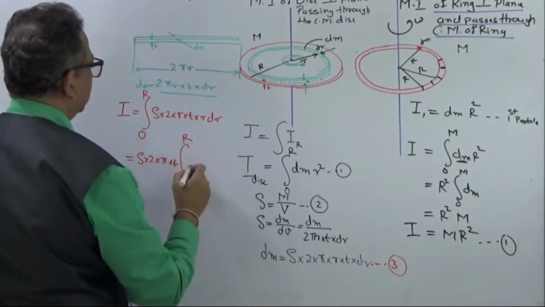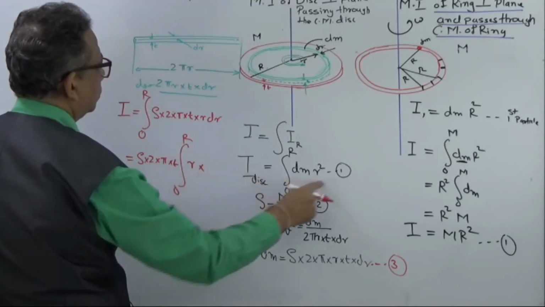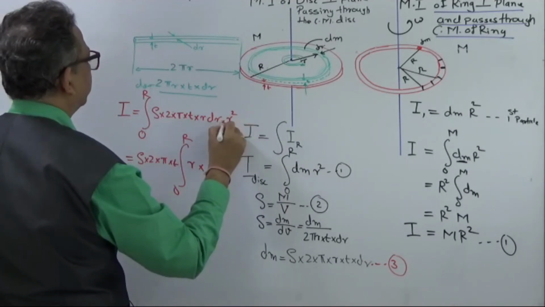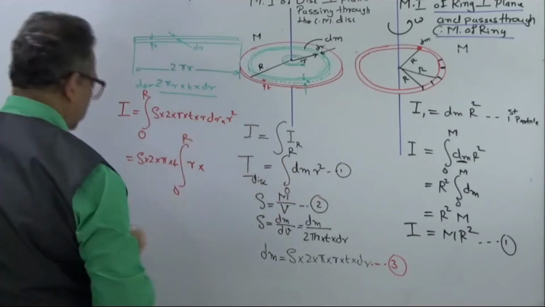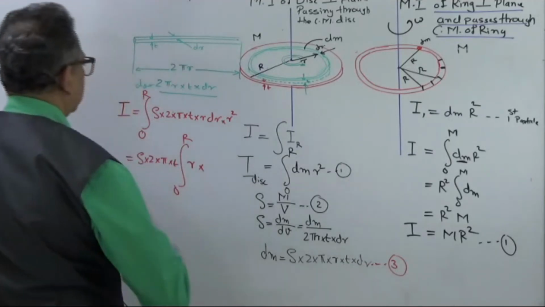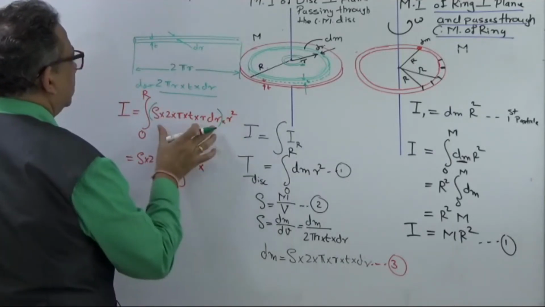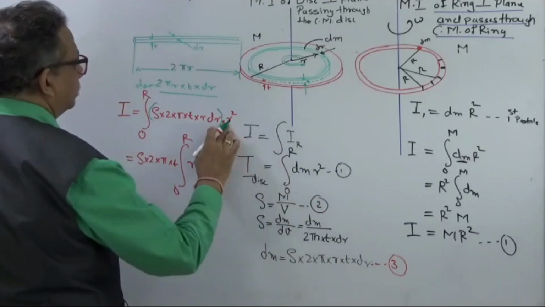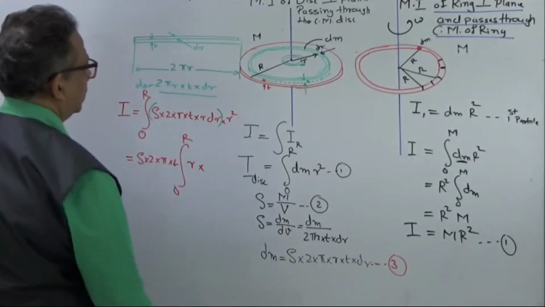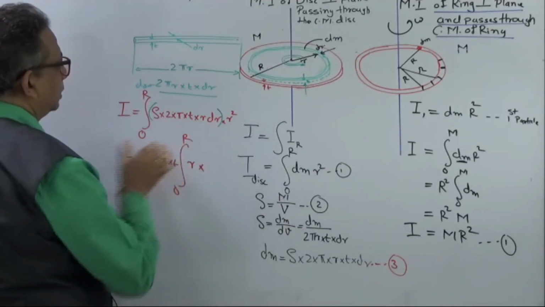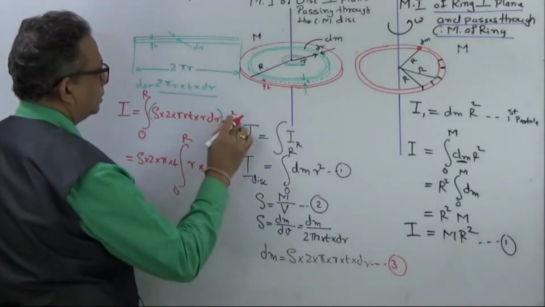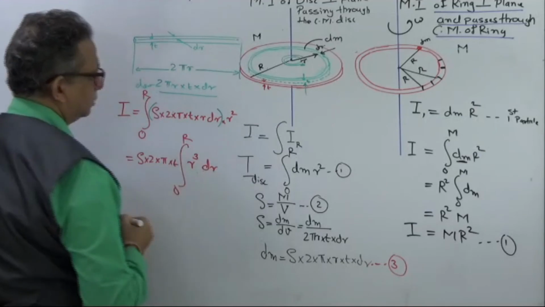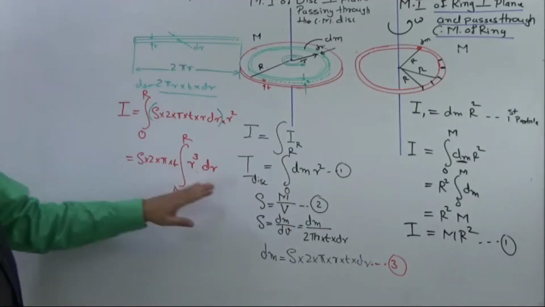Now I am using this as r into r square. Sorry, here this should be multiplied by r square, because this term was only a replacement of dm. This r square was already over there, so I am using it over here again. So here this r will remain, all the other constants will go out, and this r square will make it r cube dr. Right? So now we have a very clean integrable equation.